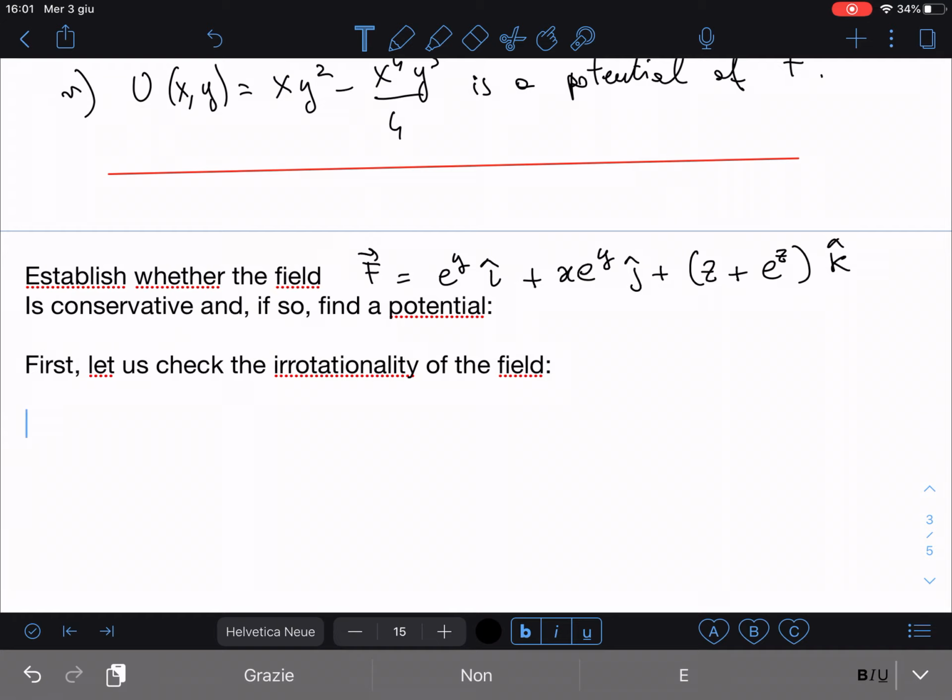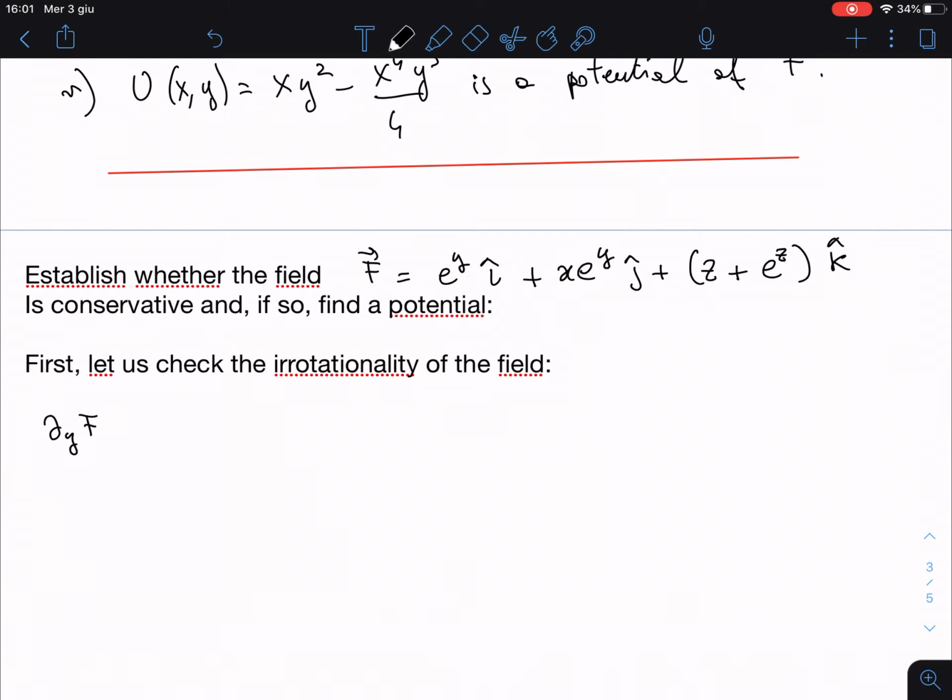The first component of the curl is dy f3 minus dz f2. So dy of f3, which is 0, minus dz f2, which is 0. So the first component is 0. The second is dz f1 minus dx f3. f1 is this guy here, which is 0, and dx f3 is 0. So also the second is 0.